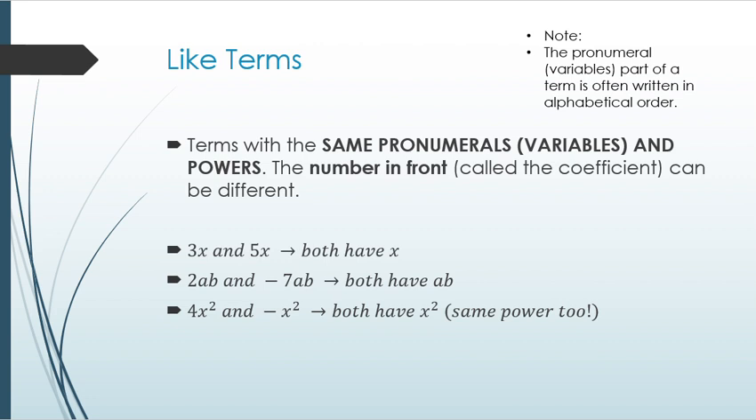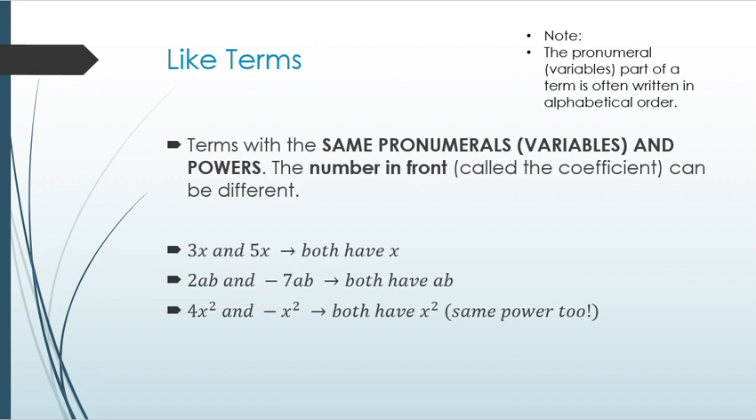Now I have 2ab and negative 7ab. The answer is yes, because they both have ab in the same power. It's not like it's ab and then a squared b or something like that. They have to be identical to a fault, okay? So that's something that we'll just have to work on slowly but surely.